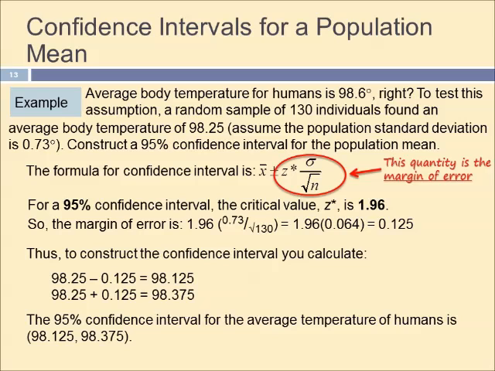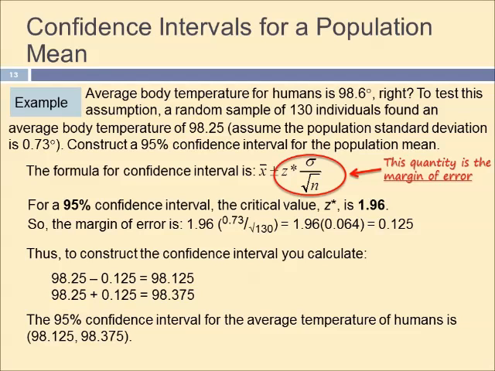So to construct the confidence interval, we calculate the sample mean, 98.25, minus our margin of error, 0.125, equals 98.125, and the sample mean, 98.25, plus the margin of error, 0.125, equals 98.375. So, the 95% confidence interval for the average temperature of humans is 98.125 to 98.375.